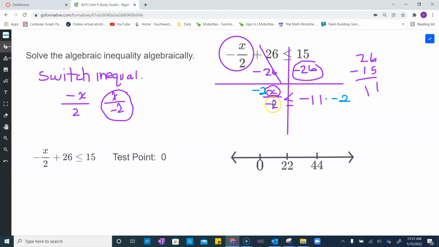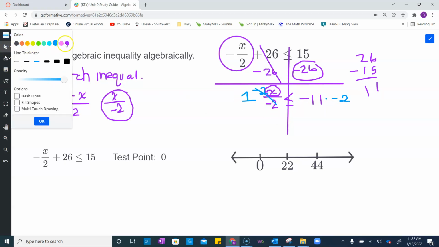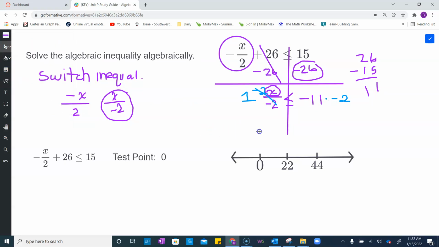Negative 2 divided by itself is 1. On the other side, negative 11 times negative 2 is 22, positive. A negative times a negative is a positive. Because I multiplied by a negative on both sides, I need to switch my inequality the other direction, and then 22.